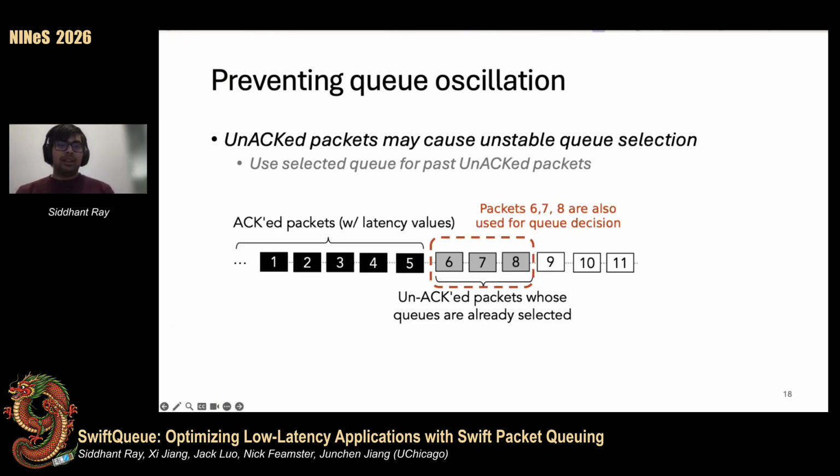So we can see over here that we have the acknowledgements with the latency values for packets up to 5, but we also have sent out packets 6, 7, 8 to the queue. So for choosing the queue for packet 9, we also take into consideration the decisions of the queue selection for packets 6, 7, 8.